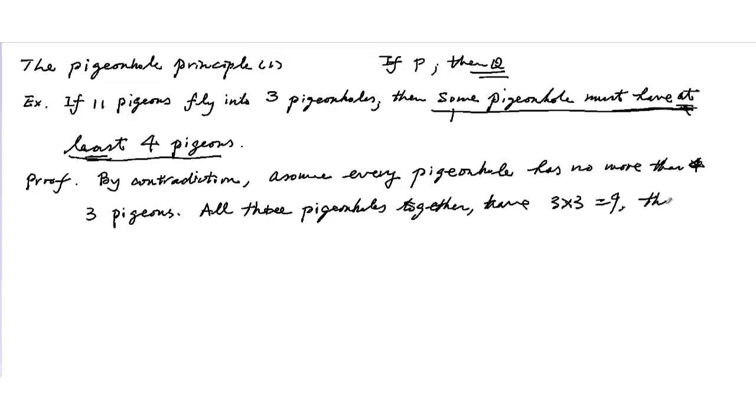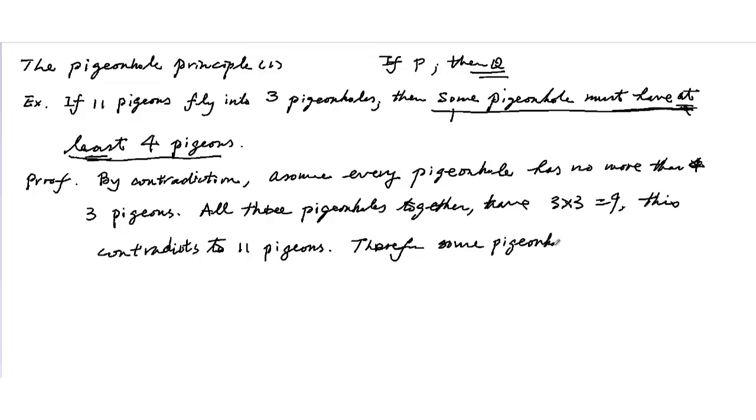But this is a contradiction. This contradicts the 11 pigeons. So therefore, the contradiction means some pigeonhole must have at least 4 pigeons. From this example, we can summarize to get a statement of the pigeonhole principle.